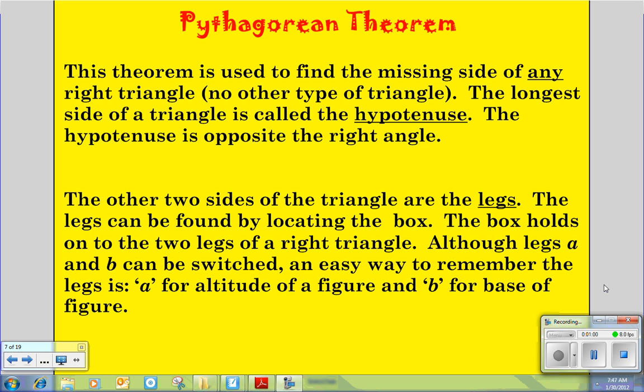So we call these legs A and B, and it doesn't matter which leg is marked A and which leg is marked B. But most people make A the shortest side and B the middle length side.